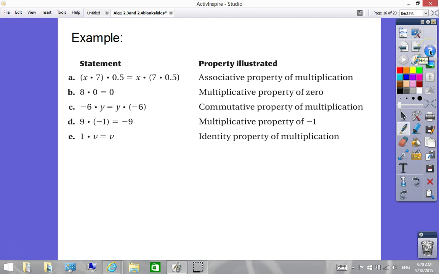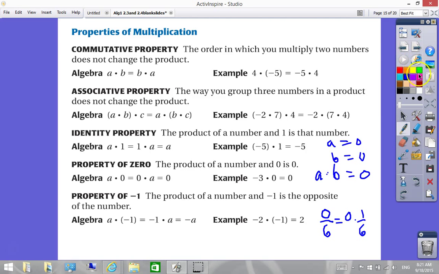So here's their examples of properties, right? The first one is associative. All we're doing is moving the parentheses, and that shouldn't change the value of anything. The second one, 8 times 0 equals 0. Multiplicative property of 0. The third one, change the order. Commutative property. We didn't talk about that last one. The property of -1, right? When you multiply something by -1, it changes the sign.